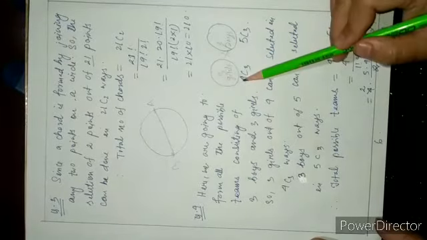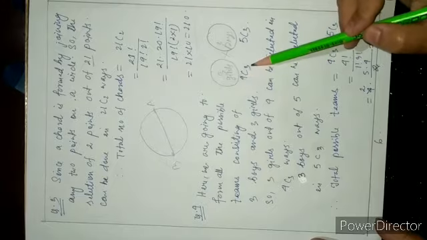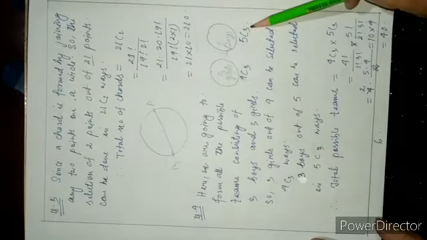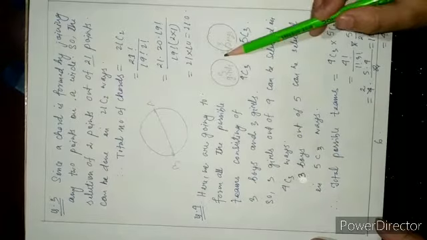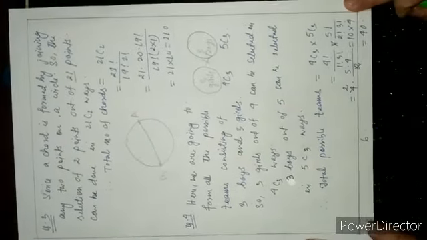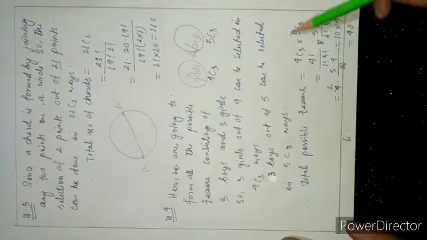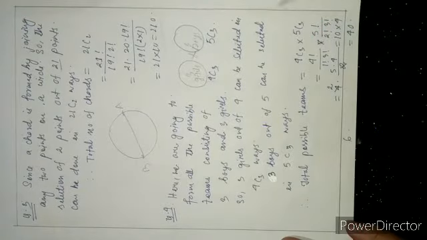Selection of the 3 girls out of 4 can be done in 4C3 ways. And the selection of the 3 boys out of 5, it can be done in 5C3. And so by the multiplication principle, total possible ways is given by the product.